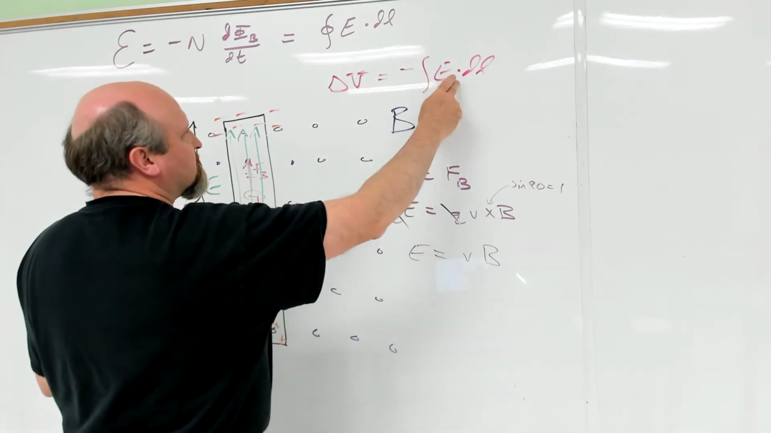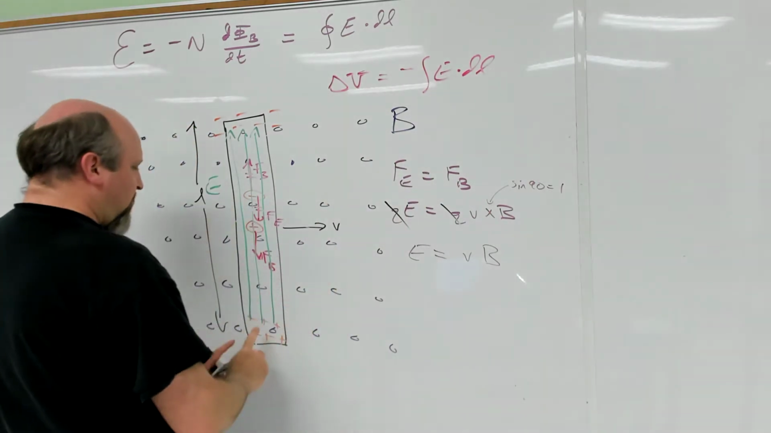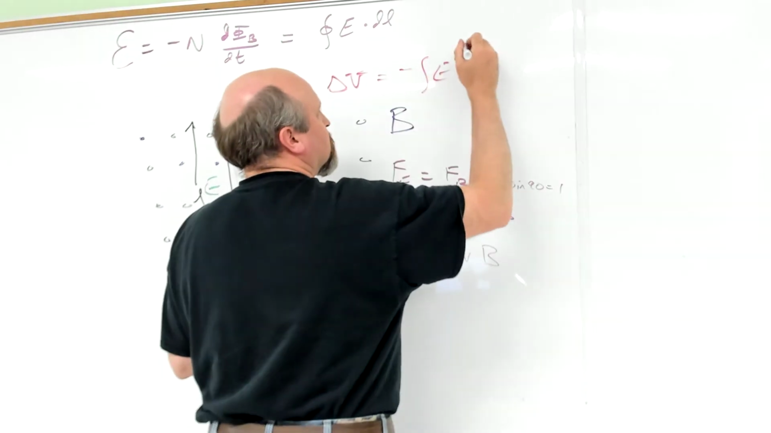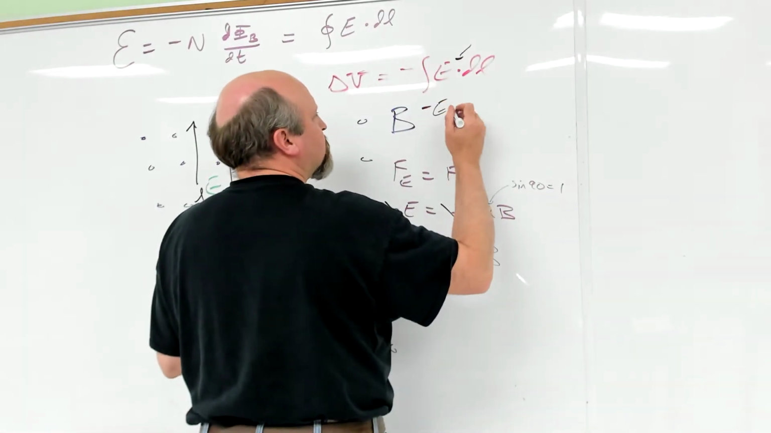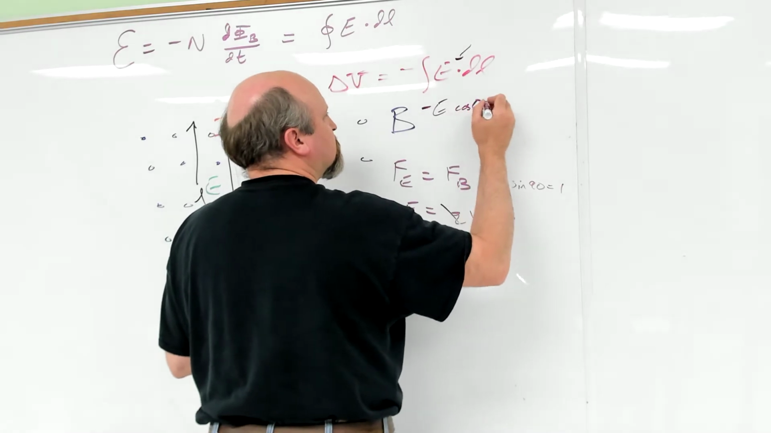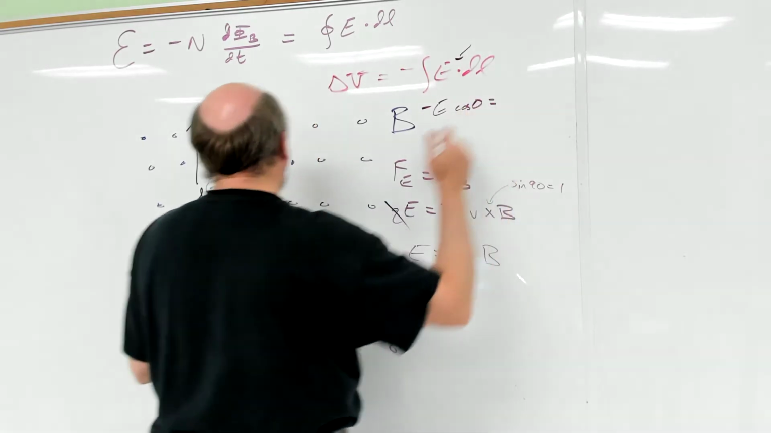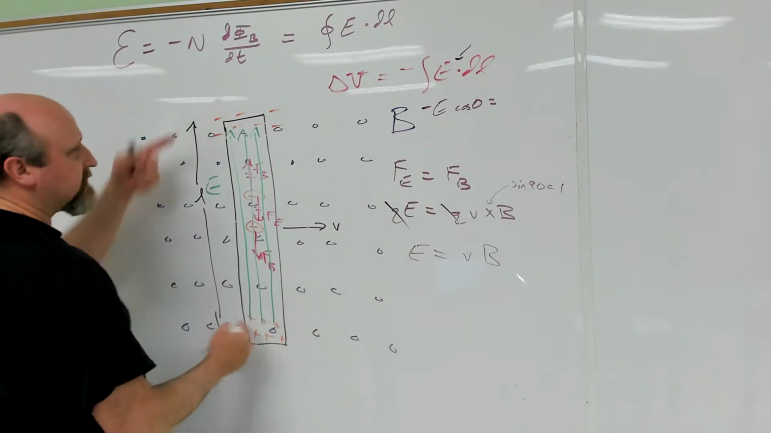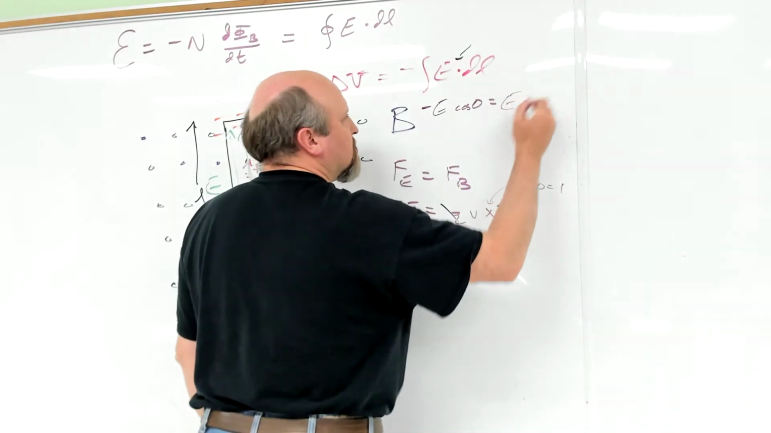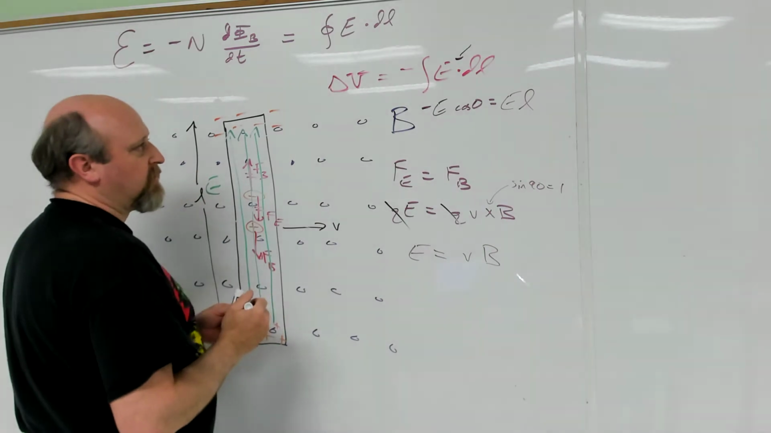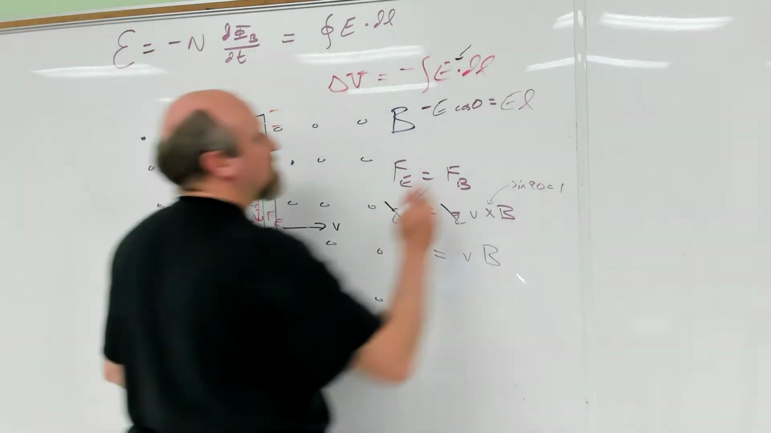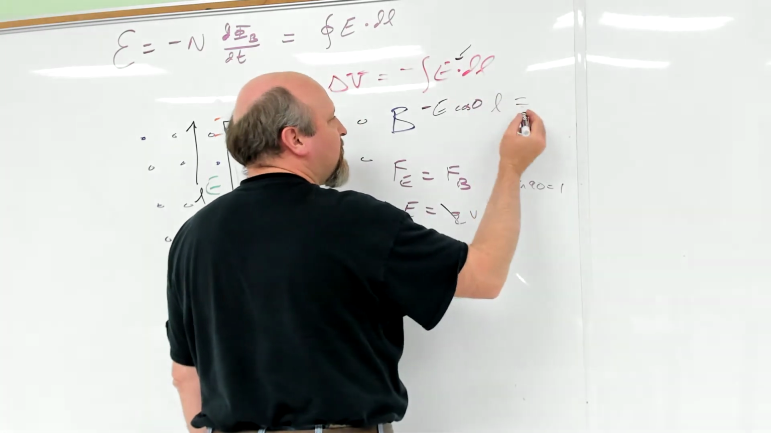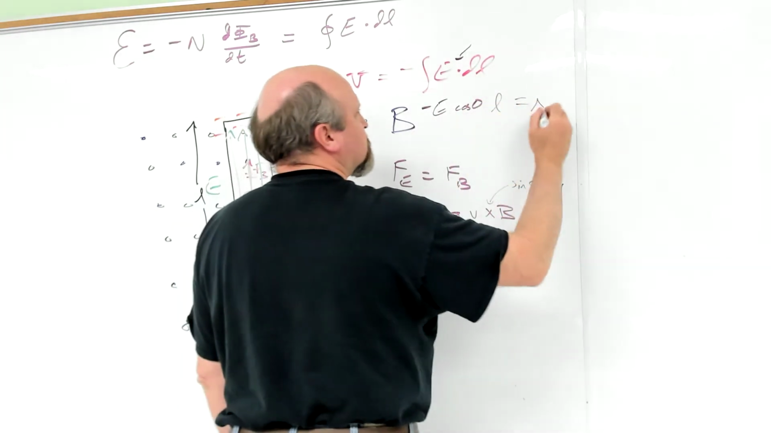And then the dot is going to be a cosine of the angle between E and my path. I'm going to go along the E field, so it'll be a cosine of 0. So E is going to pop out, cosine of 0. Then I just integrate dl. Integral dl is just the full length, that's just L. So it's just EL. When I integrate dl, it's just going to be L. That's my voltage, that's my delta V.